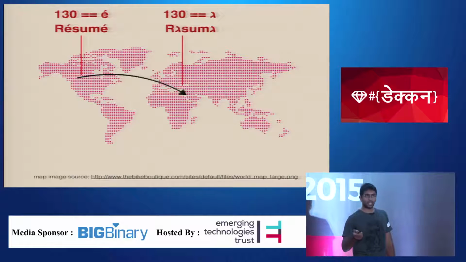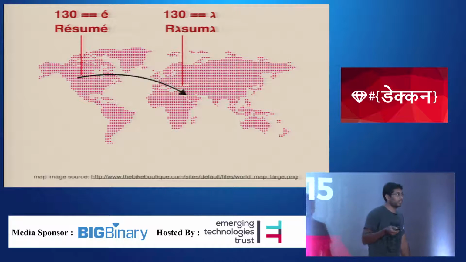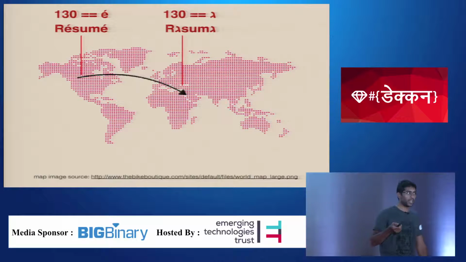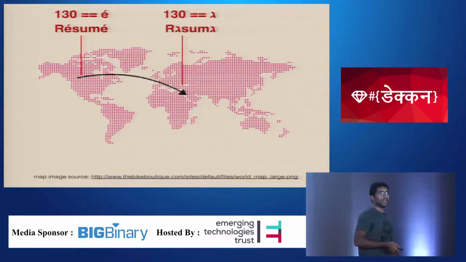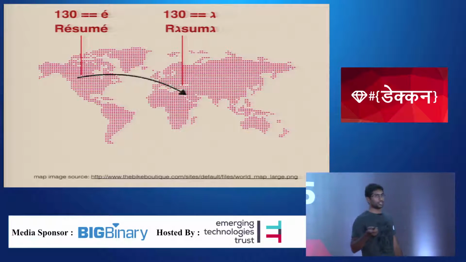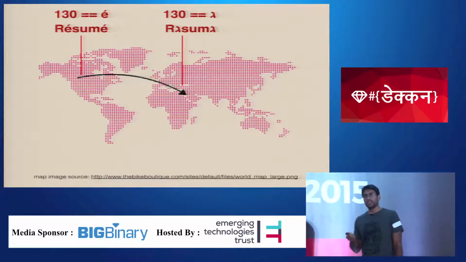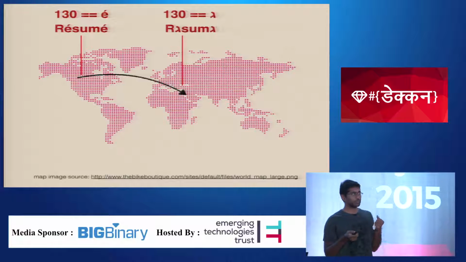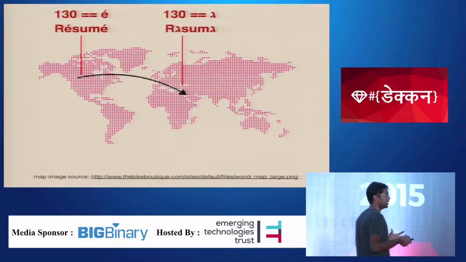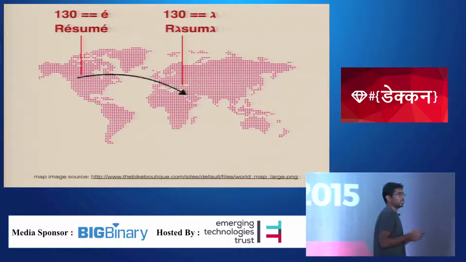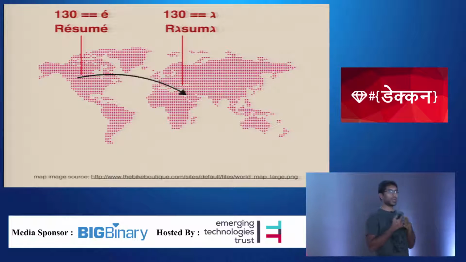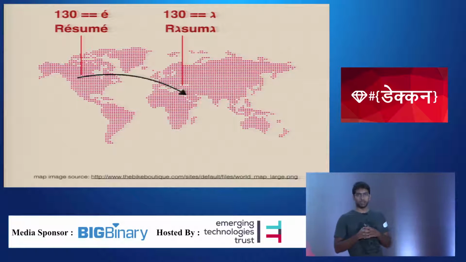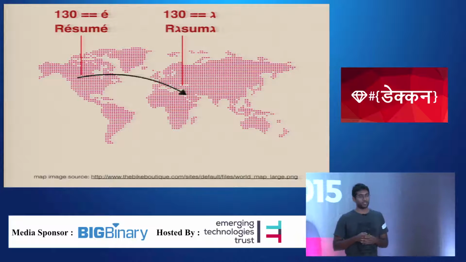The person sitting in Israel thought, okay, 130 I will use for some other character, lambda, and he represented that. So when bytes were exchanged between these two computers in the form of email, the content you read and display to the user is actually different. In this way, a lot of data is lost because there is no common agreement on how a character should be represented in computer memory. Everybody has their own definitions.